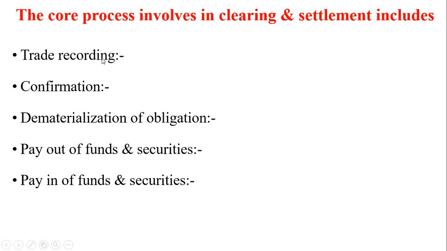Trade recording. What does it mean? The key details about the trades are automatically recorded in the electronic trading system of the exchanges. Next one is confirmation. The electronic system automatically generates the trade details like securities, their quantities, price, settlement date, by direct participants, etc. This is confirmation.